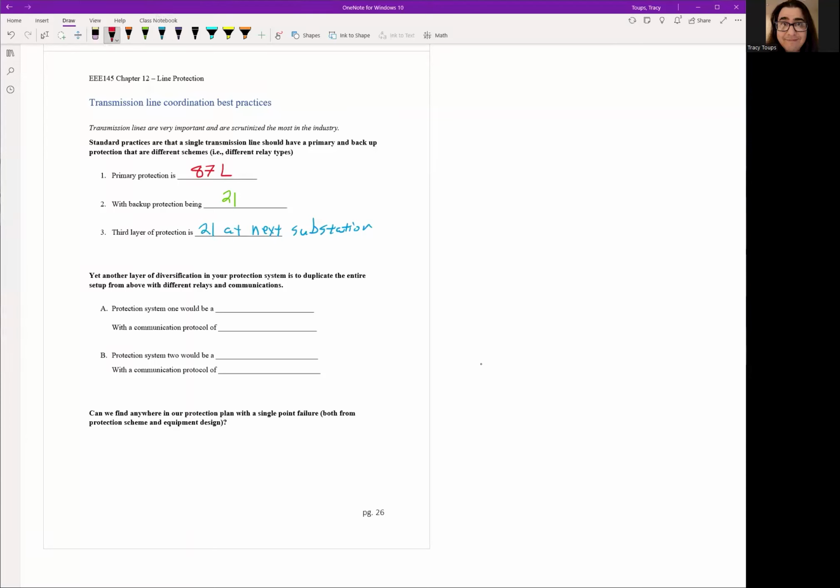We could go to the next level and double each one of these at specific substations. So I could say, let's do 2 times the 87L at our substation. Meaning not only are we going to have one actual relay, we're going to have 2 sets of relays, both looking at differential. So we'll have like primary protection squared.